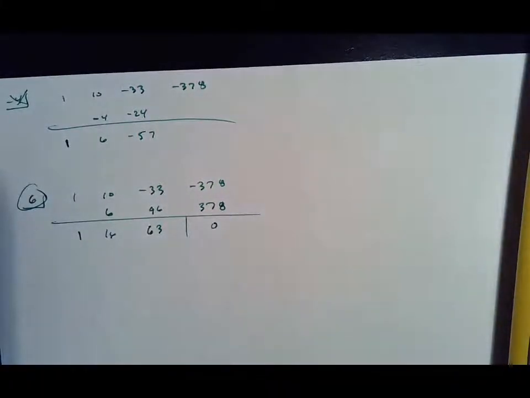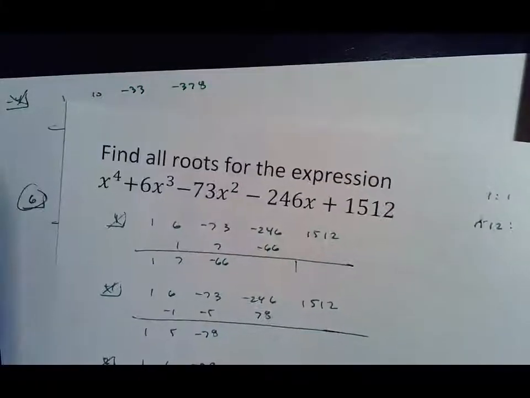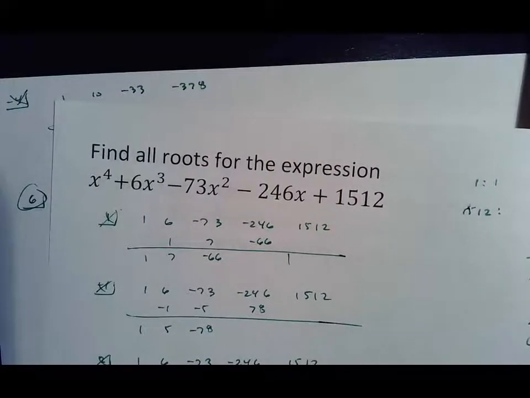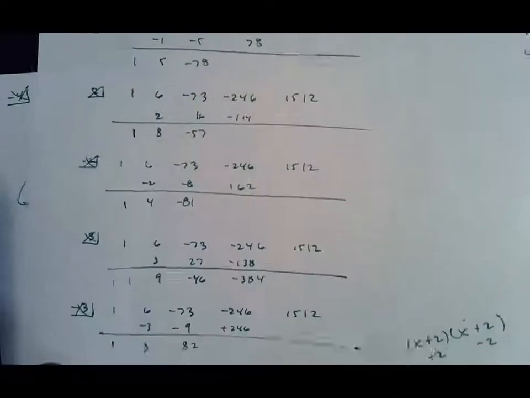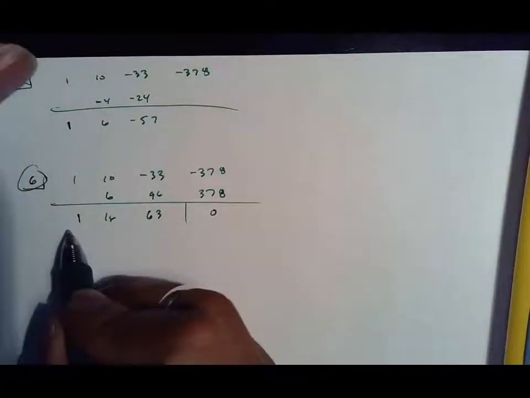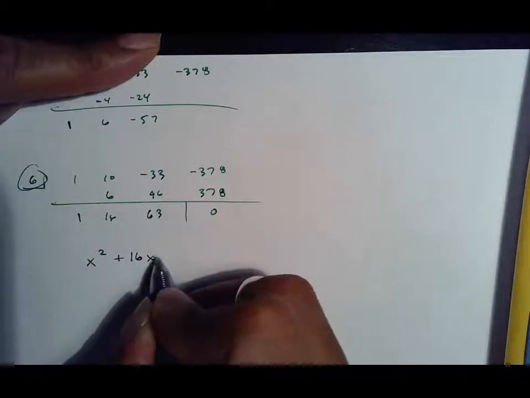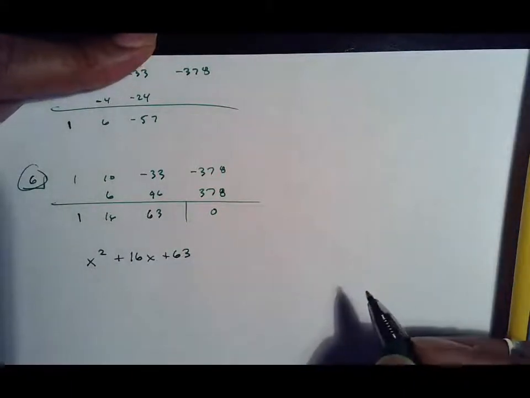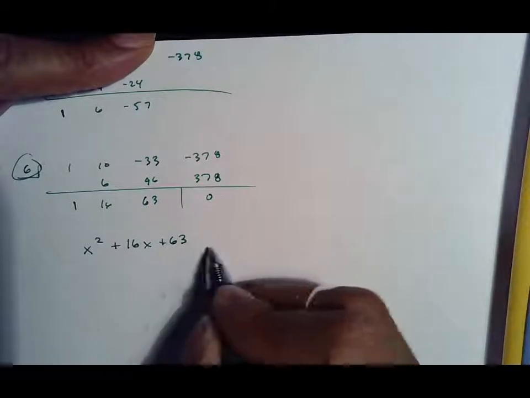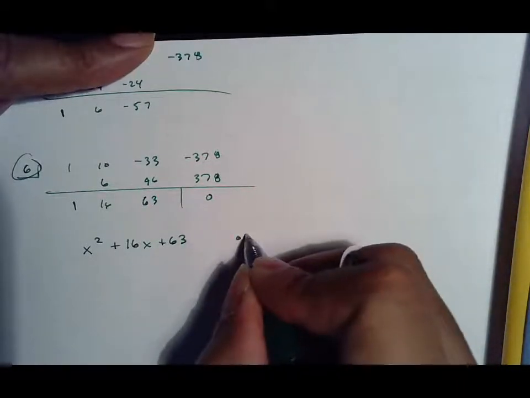Now remember, we started out with a power of 4. We found one number, which meant we were down to a power of 3. We then found a second number, which means we are now down to a power of 2, which means I'm not going to use synthetic division anymore. I'm going to put it in expression form and either use the quadratic formula or factor to solve this, and I think I can actually solve it.